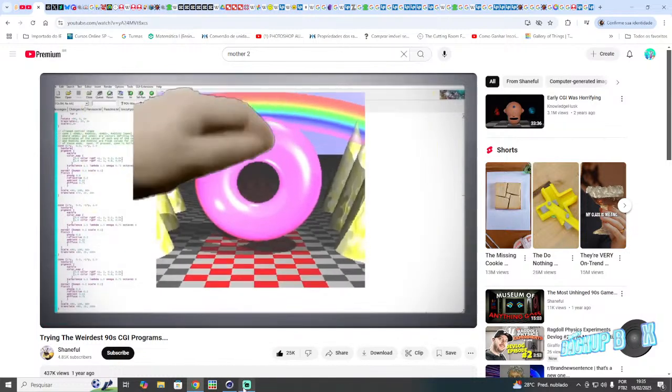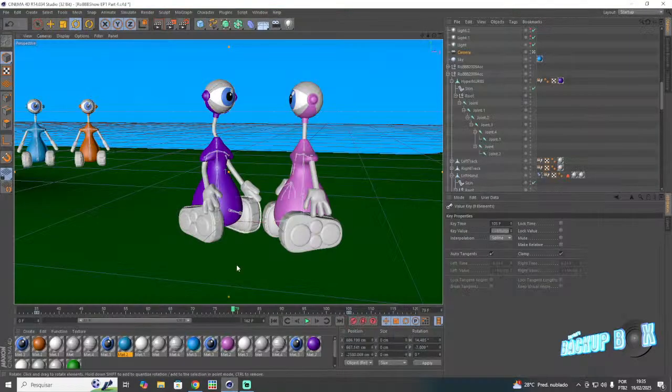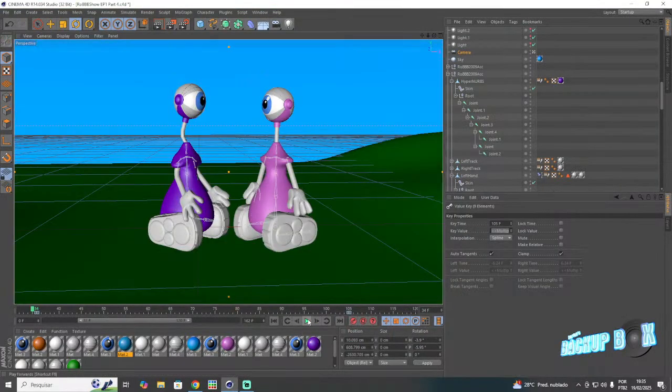Just look at how cute he is. Pavre was actually really fun to use, and it was quite cool to see such a uniquely different CGI software.